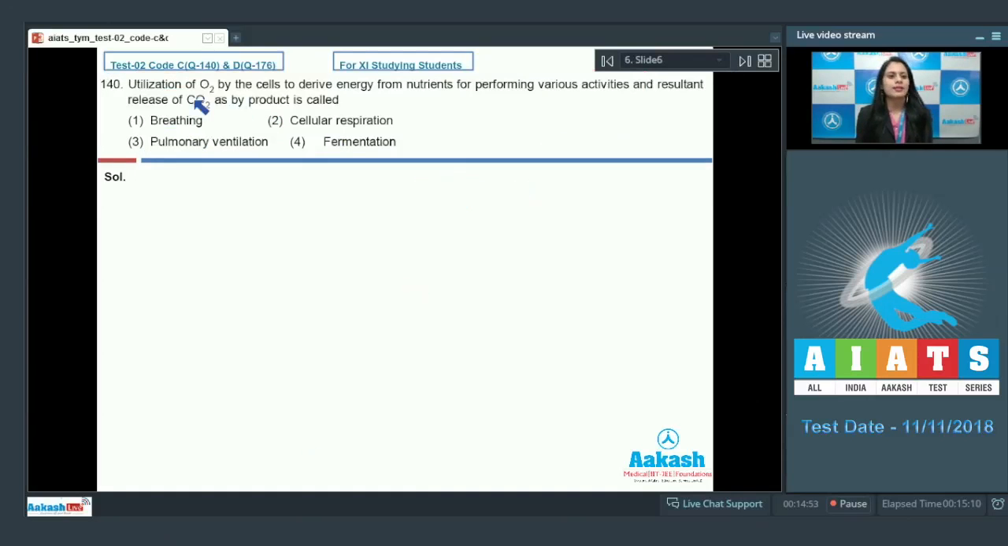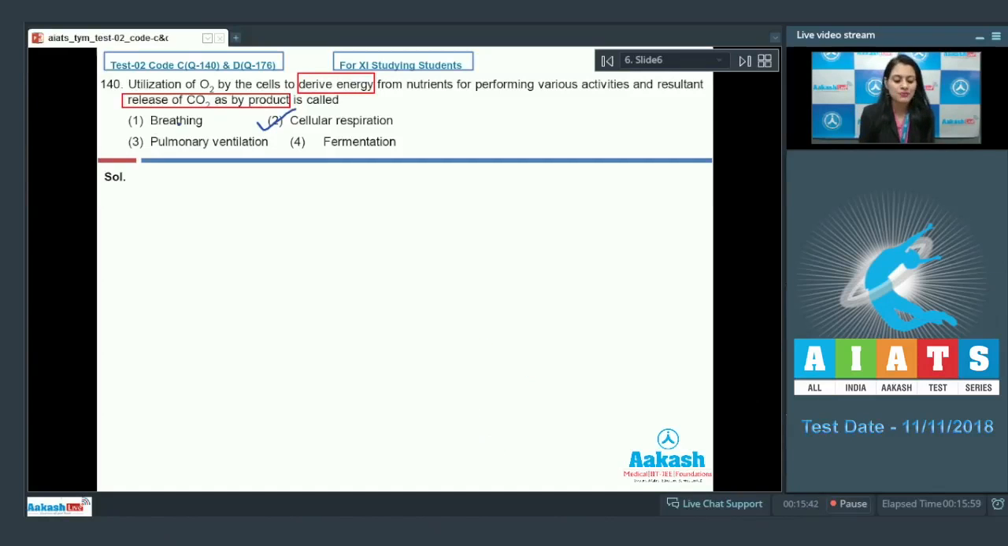Question number 140. Utilization of O2 by the presence of derived energy from nutrients for performing various activities and resultant release of CO2 as a byproduct is called. And the correct answer for this question is cellular respiration. Because cellular respiration involves the oxidation of food which will lead to the release of energy and CO2 as byproducts. Let's discuss other options also.